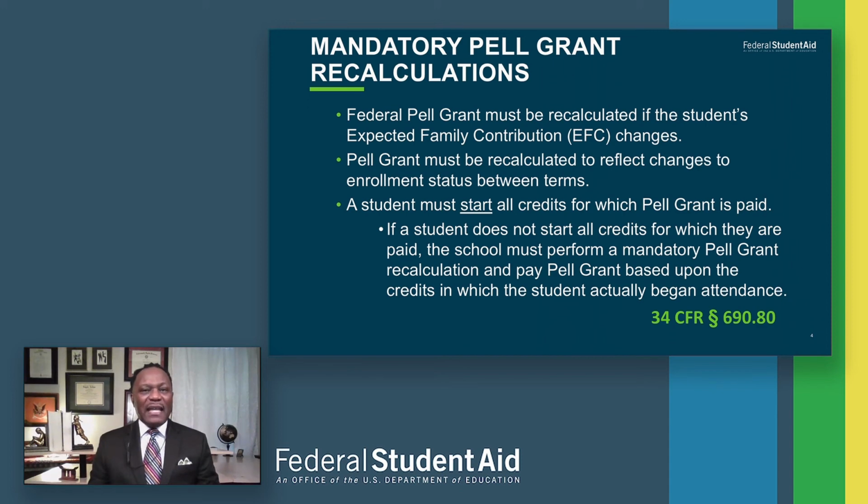For example, even if you disburse Pell funds for a full-time enrolled student prior to the term start, if your student never begins attending all credits establishing full-time status, you must, let me repeat that, you must recalculate the Pell award based on the enrollment status established by those classes the student actually began attendance.